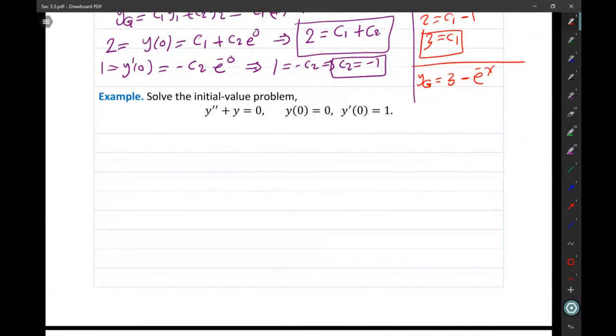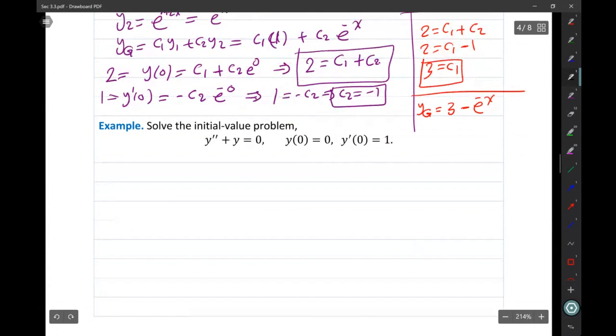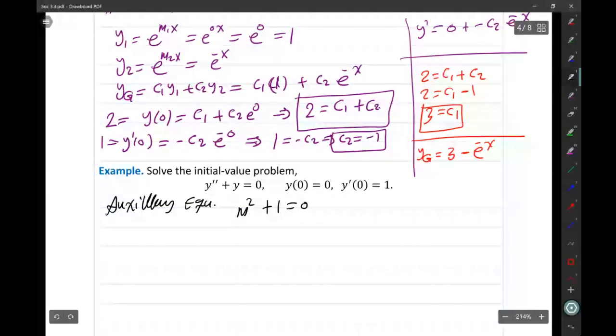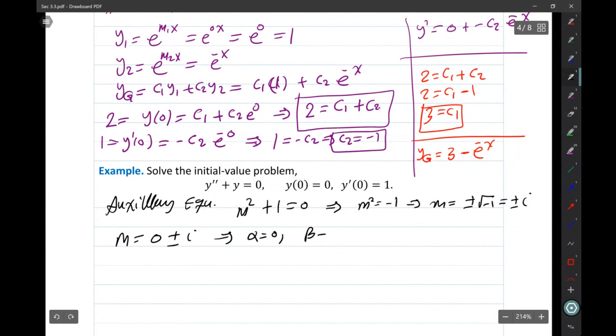Okay, let's see the next example. It says solve the following initial value problem: y double prime plus y is equal 0. The auxiliary equation here is m square plus 1 is equal 0, which implies that m square equals minus 1. That means m is equal plus or minus the square root of minus 1, which is plus or minus i. So m is equal 0 plus or minus i. It implies alpha is equal 0 and beta is equal 1.